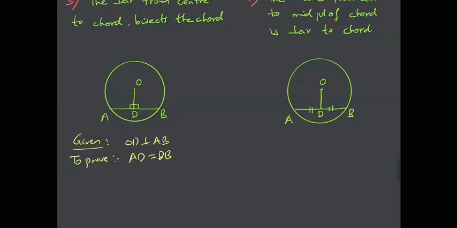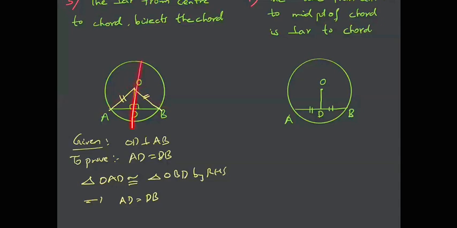Yes, so let us join OA and OB. Now OA is equal to OB is equal to the radius. So you can see that these two triangles, OAD and OBD, are congruent by right angle, hypotenuse and side. Fine. So triangle OAD is congruent to triangle OBD by RHS. So this implies that AD must be equal to DB. Or you can simply say that since OA and OB are equal because they are radii, O must lie on the perpendicular bisector of AB, right? So if this is a perpendicular, then this will bisect the chord AB.